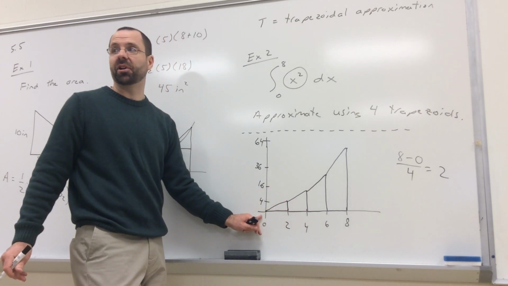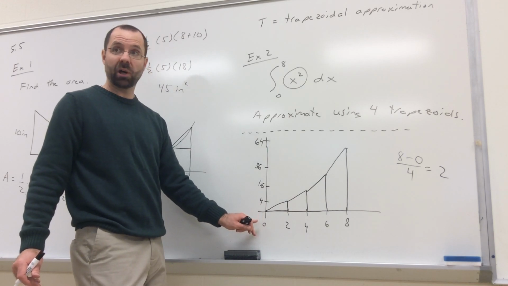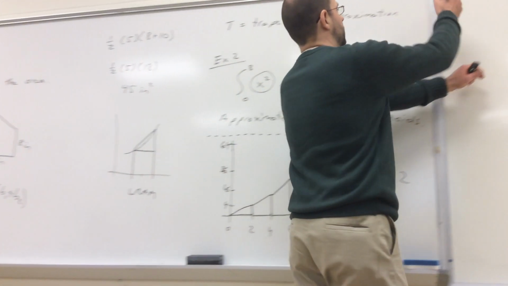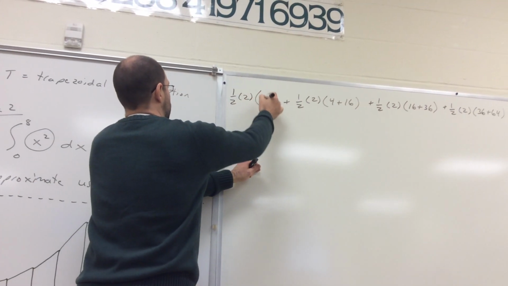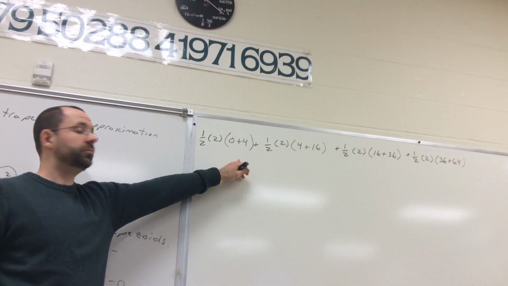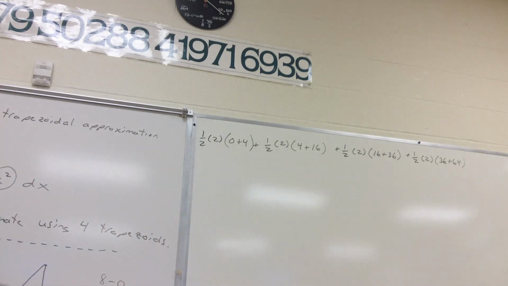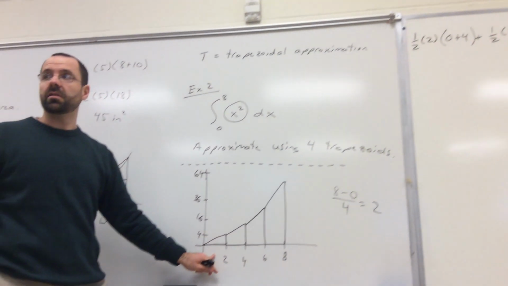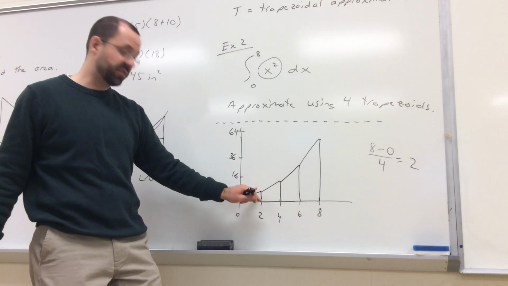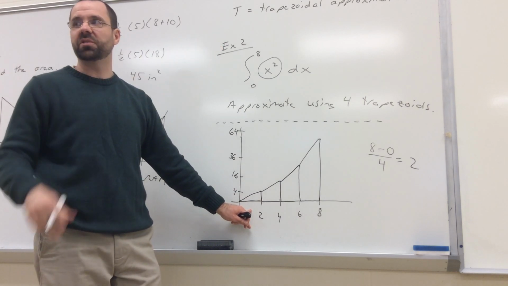It's really a triangle, right? But you could still treat it as a trapezoid. You could take 1/2 times 2 times 0 plus 4. What's the formula for the area of a triangle? 1/2 times base times height, right? So it would be 1/2 times 2 times 4, which is what that is, right? 0 plus 4 is 4.